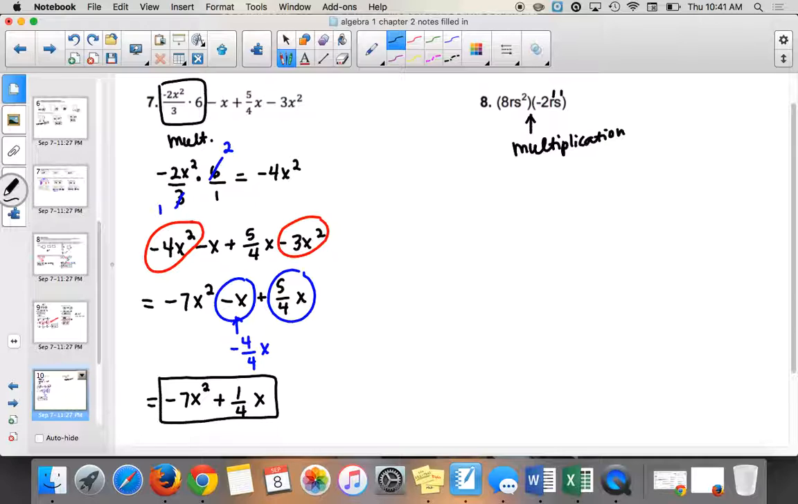So how about the number out front? What would I have? Negative 16. How many r's would I have total? So that's an r to the 1 as well. I'd have r to the 2, and then s to the 3. So don't forget the things that you've learned previously. Don't forget, hey, sometimes I just have multiplication. I'm just combining with my exponents.